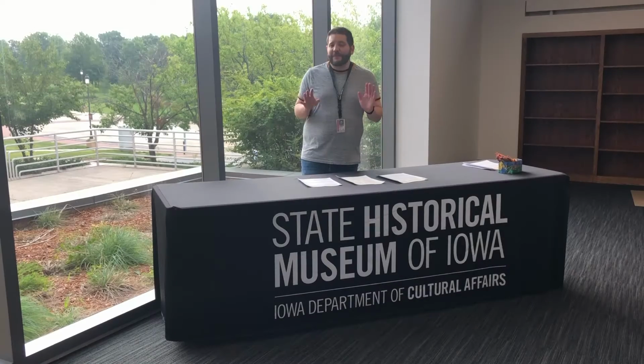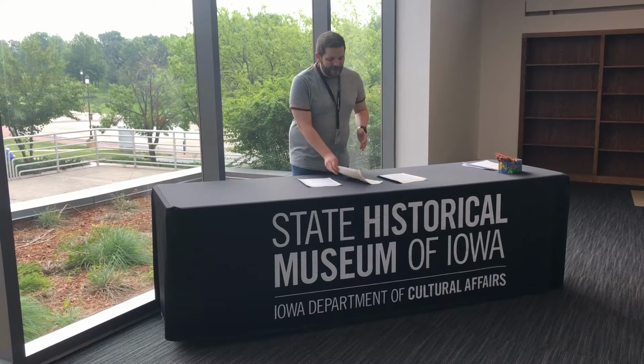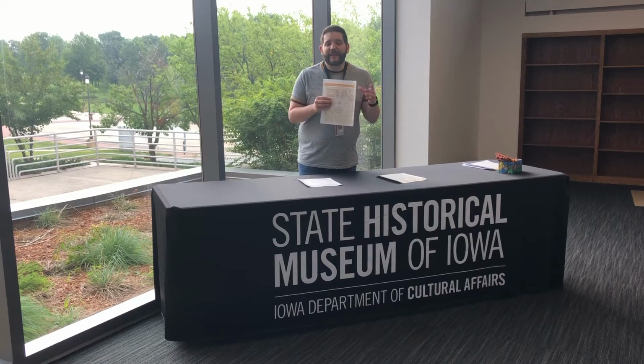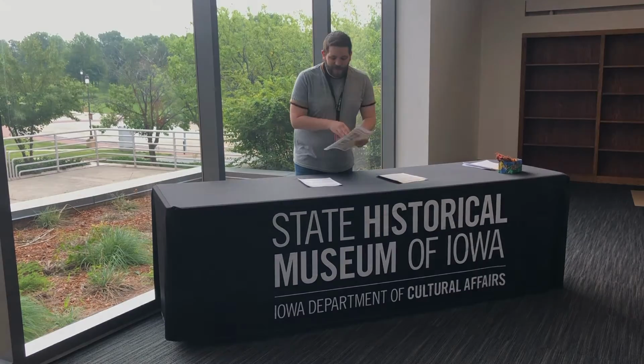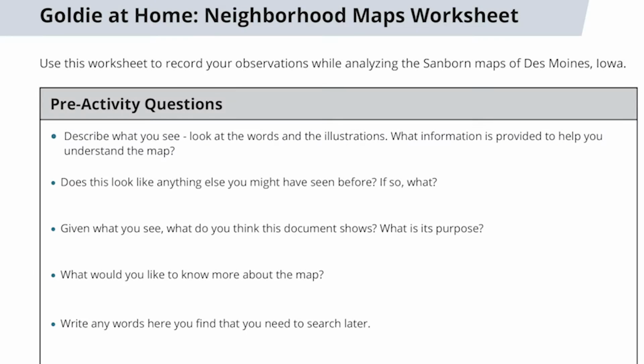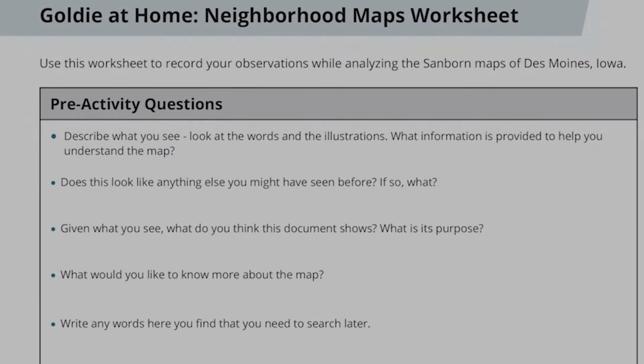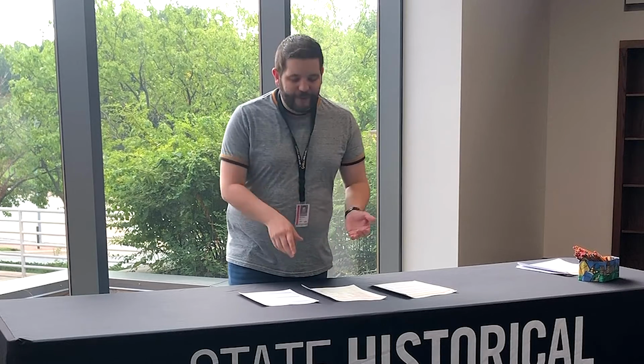The first step is first impressions. So go ahead and show your map without thinking anything else about it, and look it over. Once you have a good look, go to your worksheet, and you're going to answer the questions here in the pre-activity questions. The second step is observing the 1884 map of the block.